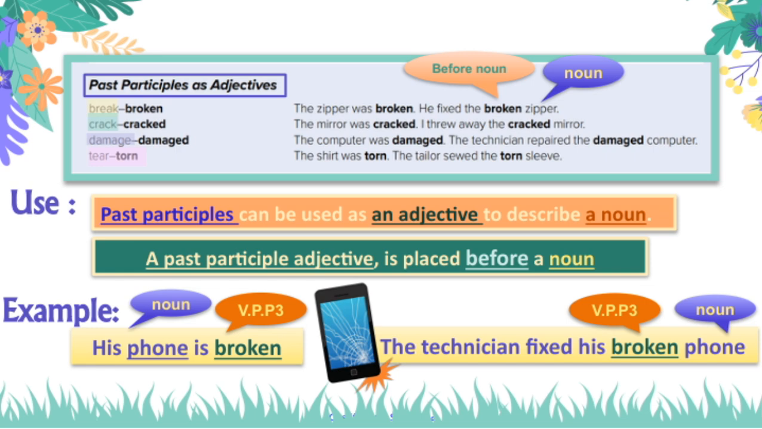It's important to note that this structure is common when describing the state of something resulting from an action. For example, broken tells us the condition of the phone, which was caused by the technician fixing it earlier. So in essence, a past participle like broken can serve as an adjective before a noun, helping us create clear and descriptive sentences. This is a useful way to add detail efficiently in your writing and speaking, especially when explaining the status or condition of an object.